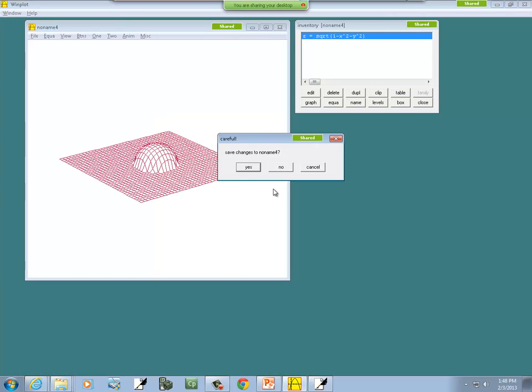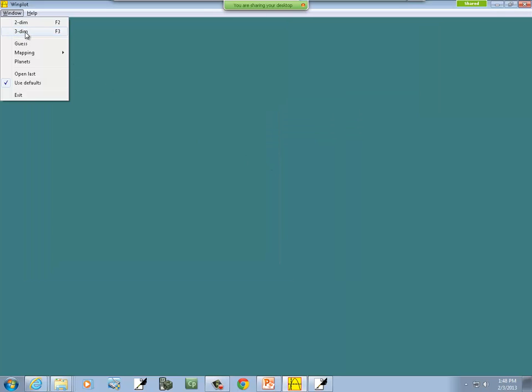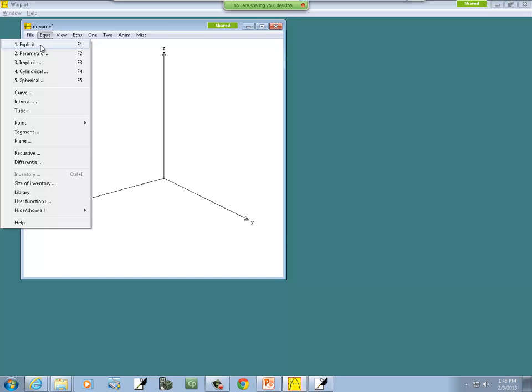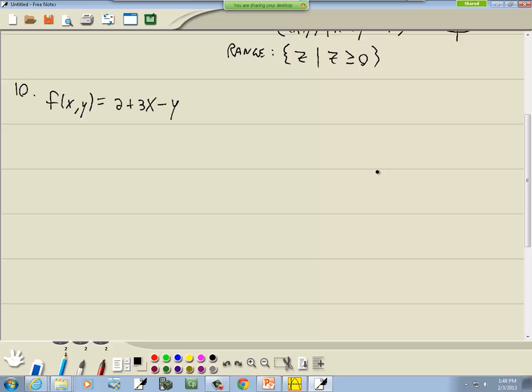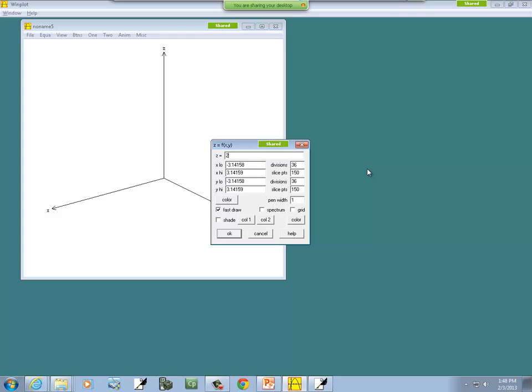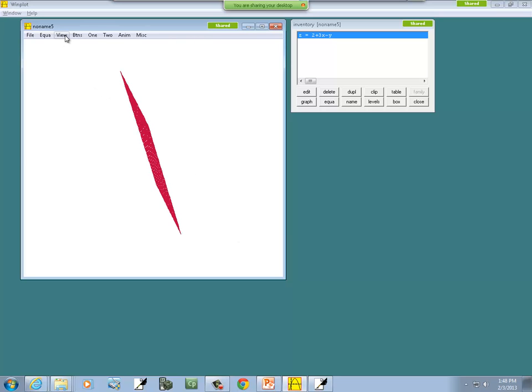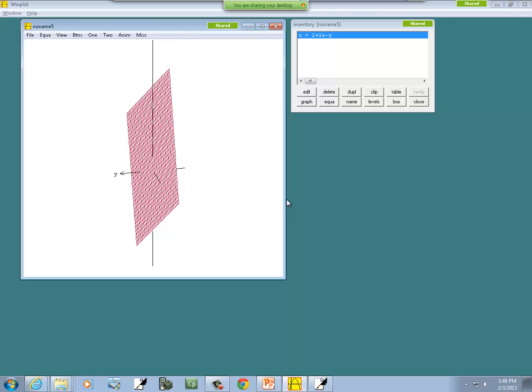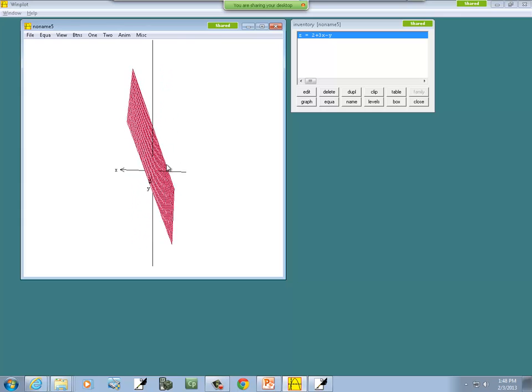Excuse me. I'm going to close that. Now choose window, choose 3 dimensions, equation, explicit, and this problem is 2 plus 3x minus y. So 2 plus 3x minus y, and then I'll click OK. And choose view, axes, and it'll let me rotate it better in explicit view. And you see it is indeed a plane. Now this graph looks like it just stops here, but it keeps going forever in all those directions. And for the homework, I just want you to sketch that down as best as you can. Do not spend a lot of effort on it.